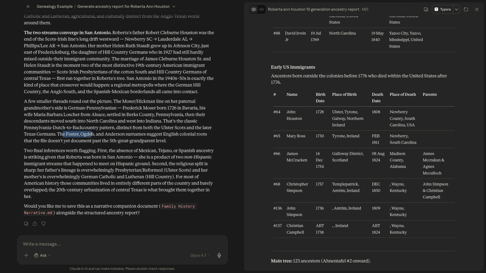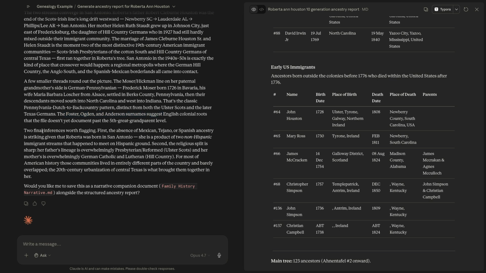Foster, Ogden, Anderson surnames suggest English colonial roots. Two final inferences worth flagging: the absence of Mexican, Tejano, or Spanish ancestry is striking, given that Roberta was born in San Antonio. It's true, and she is a part of two non-Hispanic immigrant streams that happen to meet on Hispanic ground. Second, the religious split is sharp. Her father's lineage is overwhelmingly Presbyterian Reformed, and her mother's overwhelmingly German Catholic and Lutheran. For most of American history, those communities lived in entirely different parts of the country and barely overlapped. But the 20th century urbanization of Central Texas is what brought them together.